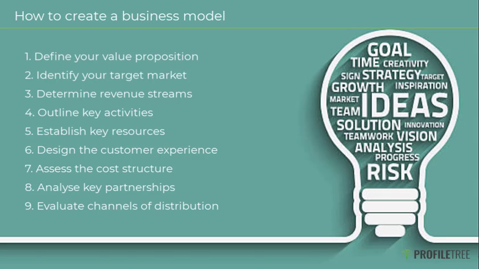Next, you want to outline key activities. By identifying the core activities your business needs to perform to deliver its value proposition, you will have a clear understanding of how your business operates in terms of your manufacturing, your research and development, and your marketing and sales. Each of these areas will work in collaboration with each other to generate a profit for your business.